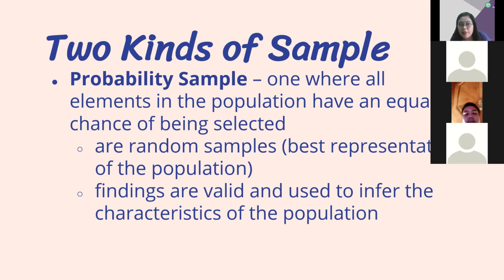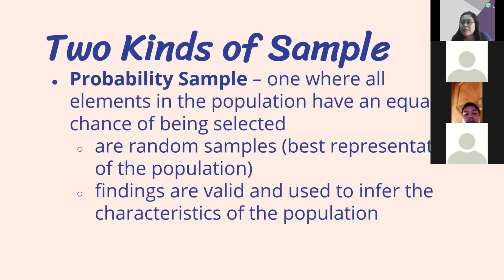So we have here probability sample wherein you will be giving equal chance to all members of the population to be selected in your study. Again, probability sample means it's a sample wherein you have given all members of the population equal chance to be selected or chosen na ma-include in your study. Therefore, probability samples are actually random samples and they are considered as the best representative for our population. We will be selecting randomly.